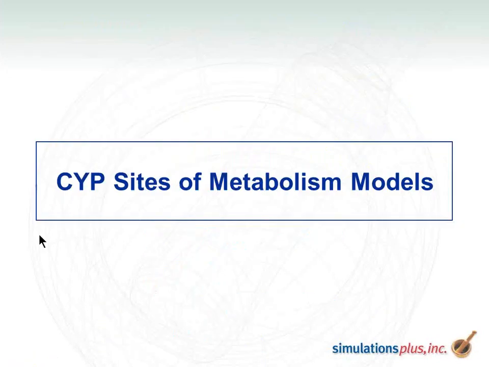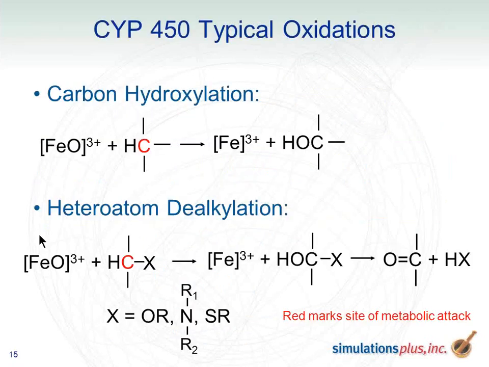In this next section, I'll discuss our sites of metabolism models. This was introduced two releases ago in ADMET Predictor. This slide shows typical CYP450 reactions. The first example here is of carbon hydroxylation.